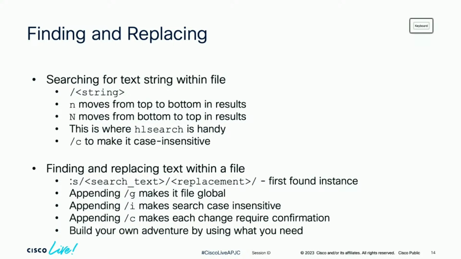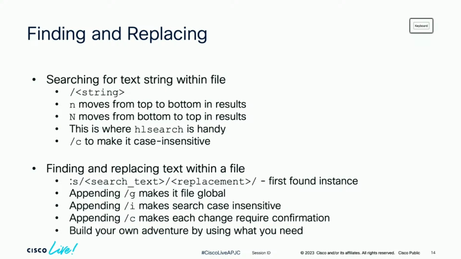Once I have it highlighted, N will move from top to bottom to find those results. So maybe I want the fourth entry of that. So I'll hit N 2 times. Capital N will do the reverse search. So it'll move from bottom to top in those results. And again, this is where HL search is handy because I want to see, do I need to go up or down? The other thing about VI is that by default, everything is case sensitive. So if I want to search for that string without matching case sensitivity, I'm going to append /C to the end of that string, and that will make it case insensitive.